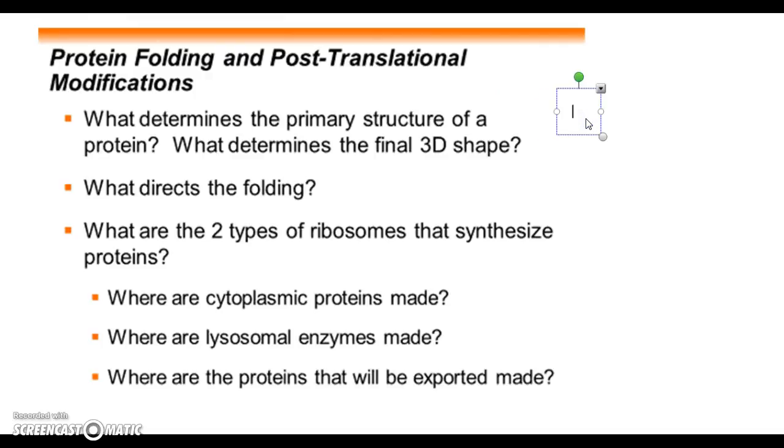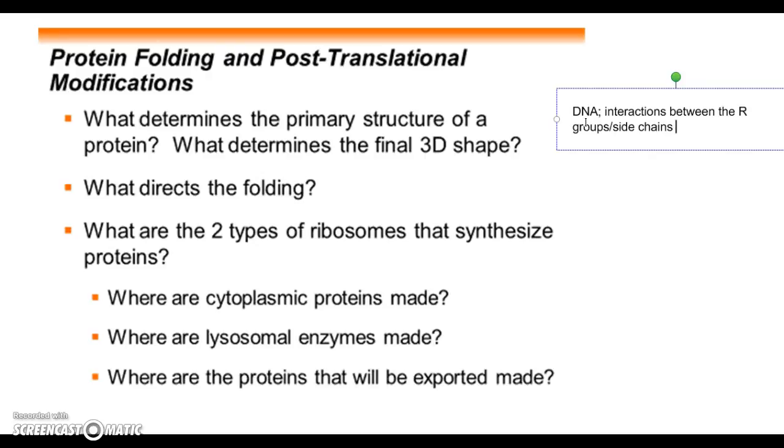trying to answer these questions, if you think about what determines the primary structure, remember that's going to be the inherited instructions, and so that's going to be DNA. And as far as what determines that final 3D shape, when you hear that final 3D shape, you should be thinking the tertiary structure. And that tertiary structure, remember all that folding and contorting that we did when we made our proteins at the beginning of the semester. The folding is due to the interactions between the R groups or the side chains that make up each individual amino acid.